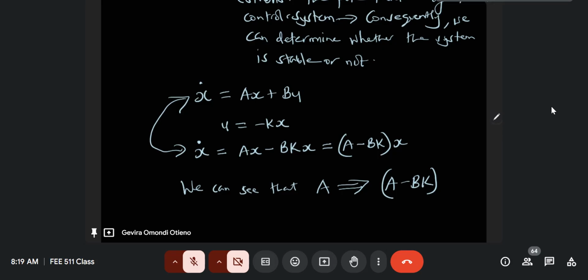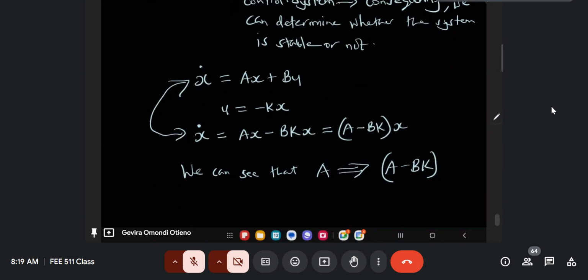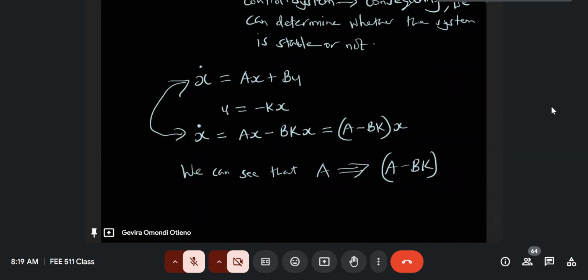But now, in the second part, where there's the design element, where we have introduced the dotted part, you can see that the coefficient of the state vector is A minus BK. That is the control law expression.